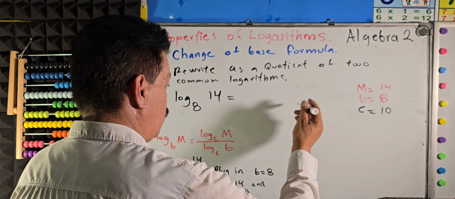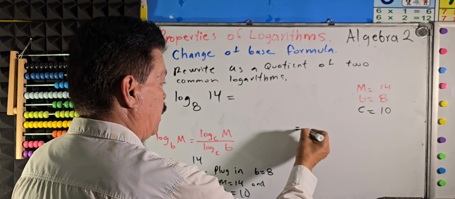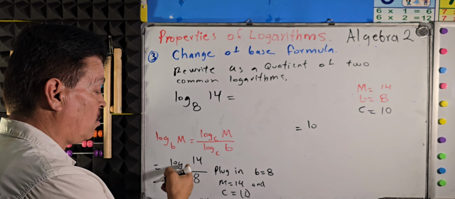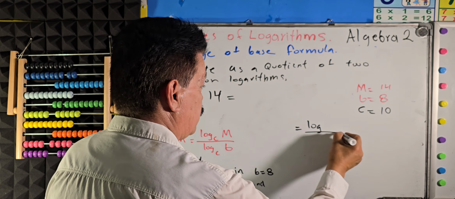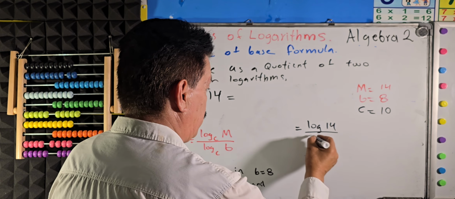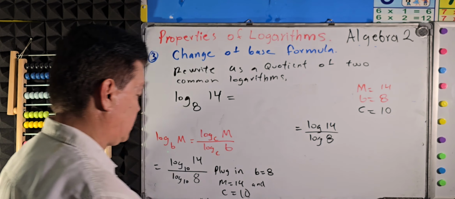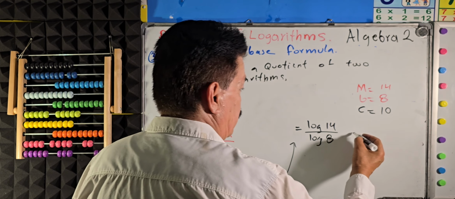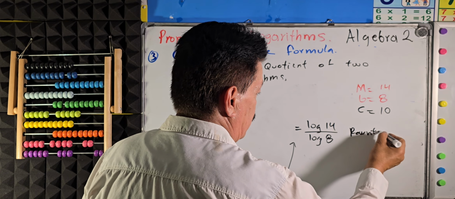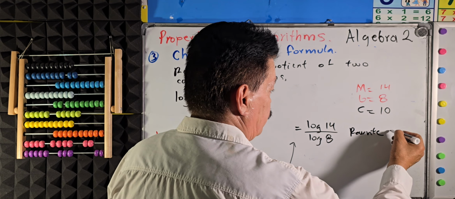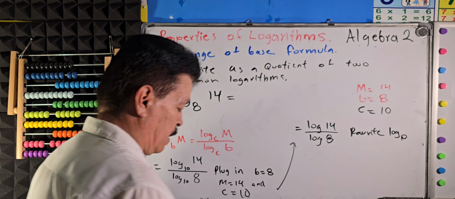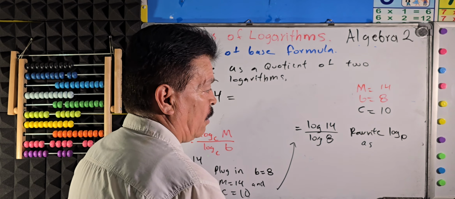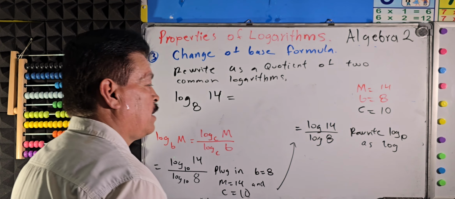Okay, so I will continue right here. Simplify: the base is 10, log of 14 divided by log of 8. So we move it to here and rewrite this step: rewrite log with the base 10 as a plain log. Okay, those are the steps.